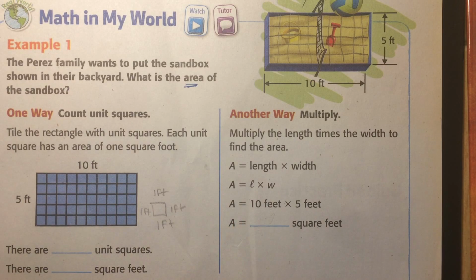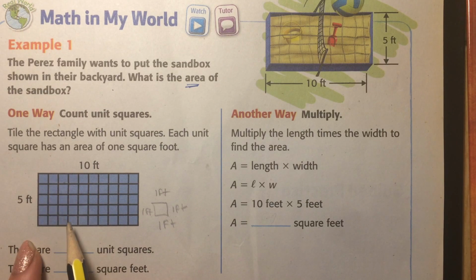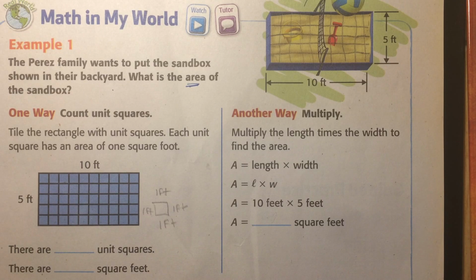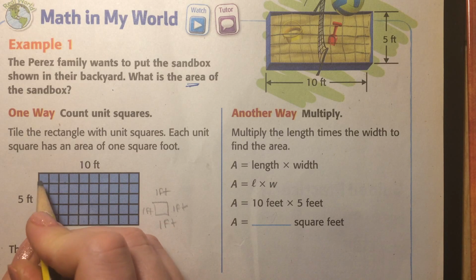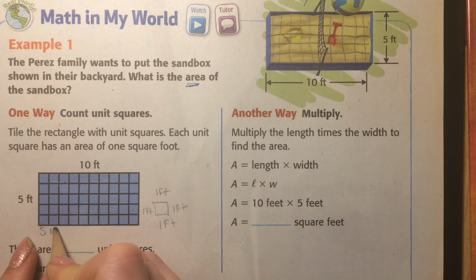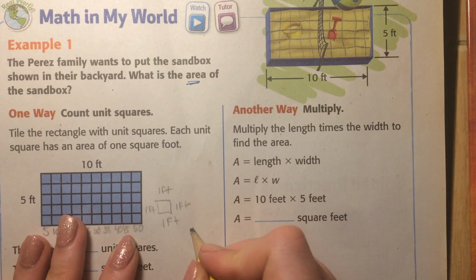Okay, so here's how I could do it. I could count each and every one. 1, 2, 3, 4, 5, 6, 7, 8, 9, 10, 11, 12. But I don't really want to do that because, remember, mathematicians are a bit lazy. So let me think. This is 5. 1, 2, 3, 4, 5. So 5, 10, 15, 20, 25, 30, 35, 40, 45, 50. Okay, count by 5. So it'd be 50.